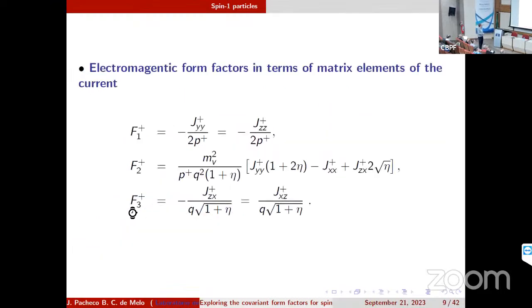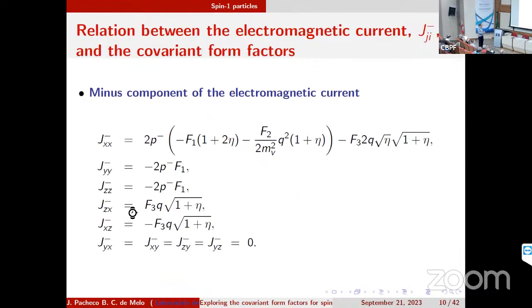Then you can invert these matrix elements, and with the plus component of the current you obtain F1, F2, F3 as combinations of the matrix elements J. Now I obtain also the minus component. The expression is quite the same for the minus component. Also, another one gives zero, so still I have 5.